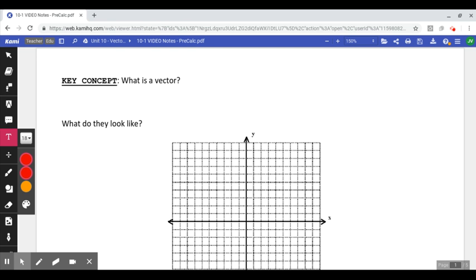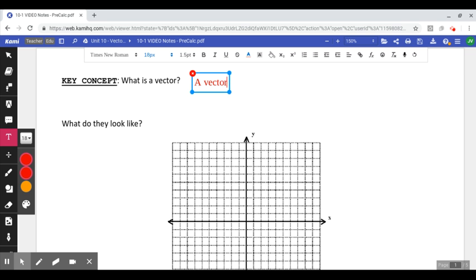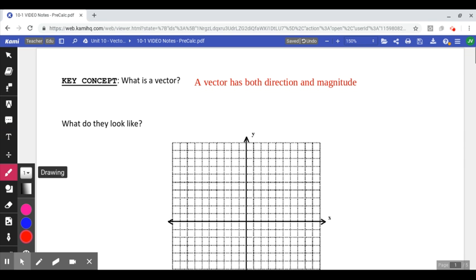In this concept video, we're going to be discussing what a vector is. So a vector has both direction and magnitude. What does that mean? Well, the direction is important for a vector, the orientation, and also the magnitude, which corresponds to the length of the vector when we graph them.